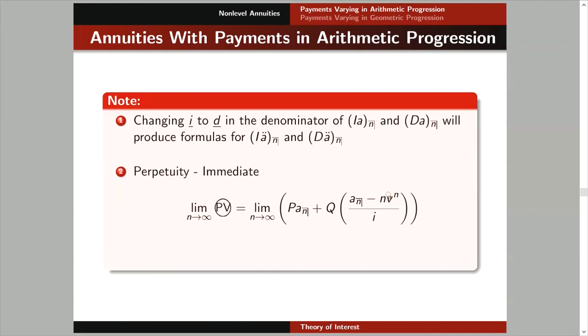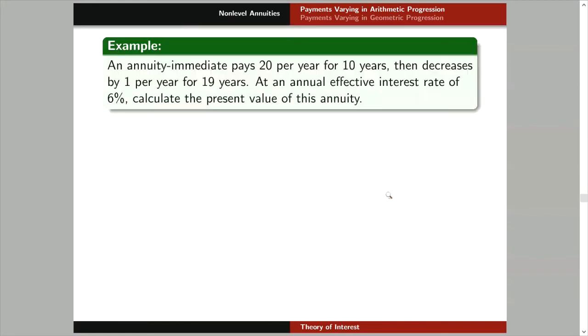So the present value of a perpetuity immediate with payments varying arithmetically is equal to P over i plus Q over i squared. Again, this is for a perpetuity immediate. It is different for a perpetuity due. Let's have some examples here.